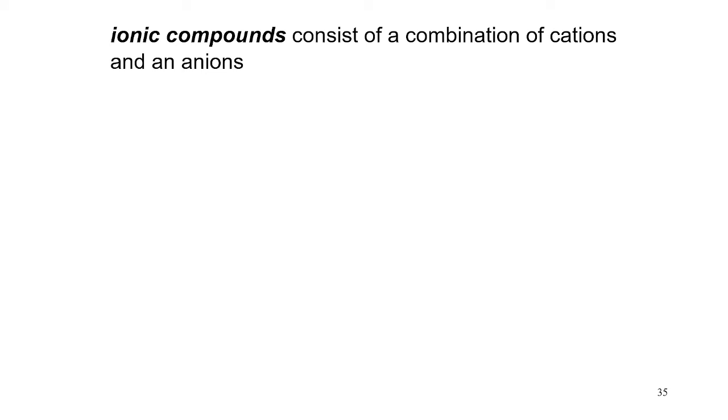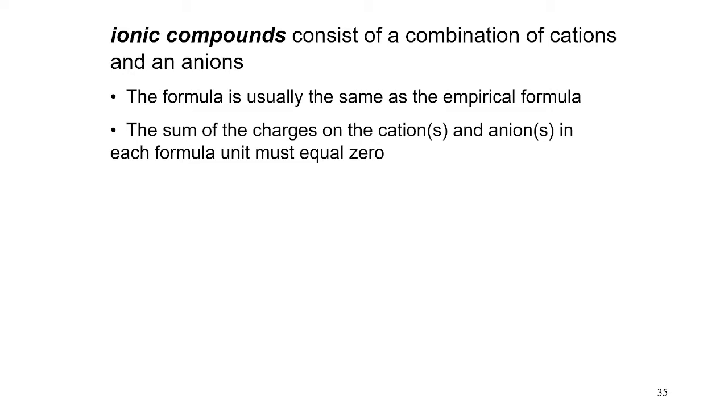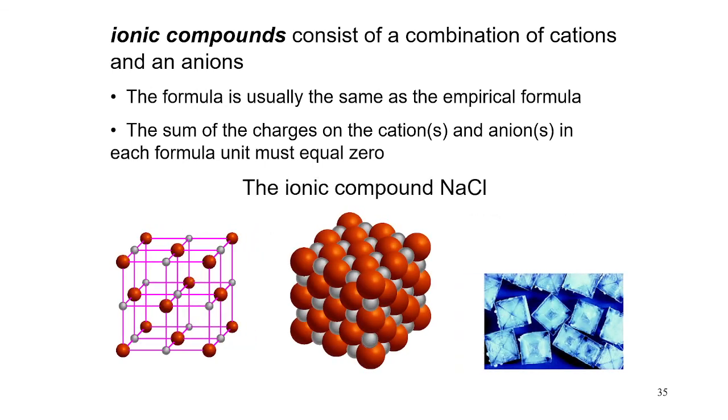Okay, next natin is ionic compounds. So for ionic compounds, these are compounds that consist of a combination of cations and anions. So the formula is usually the same as the empirical formula. Usually kasi, ang ionic compounds, dahil dun sa nature nila ng positive and negative, they just form lattices wherein there is a one-to-one correspondence between the cation and the anions. So the sum of the charges of the cations and anions should be equal to zero. So ito yung sinasabi kong lattices.